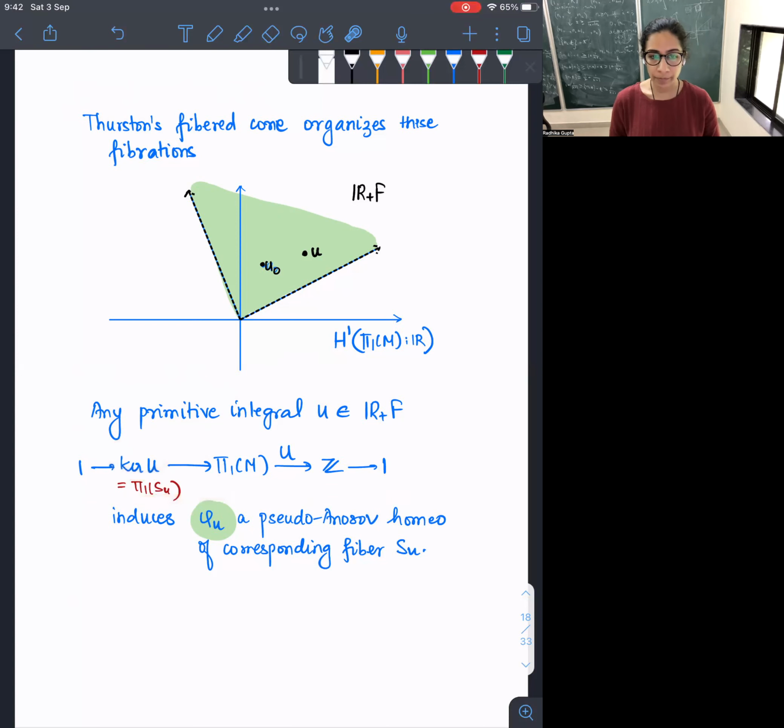And in fact, that kernel is the fundamental group of a fiber, which is a surface. And this Z induces a pseudo-Anosov homeomorphism of the corresponding surface fiber. So for every primitive integral point in this cone, I have a surface fiber and a corresponding pseudo-Anosov homeomorphism with respect to which the 3-manifold fibers. Just remember this: for every cohomology class, there is an associated pseudo-Anosov homeomorphism.